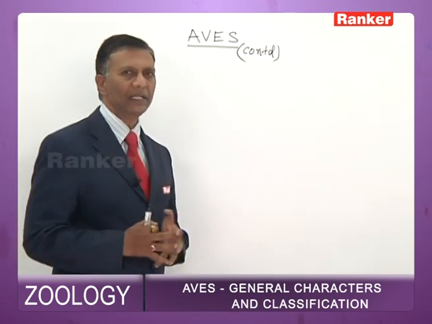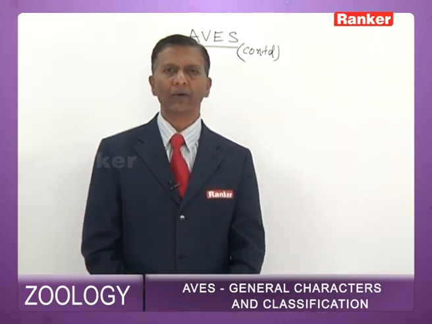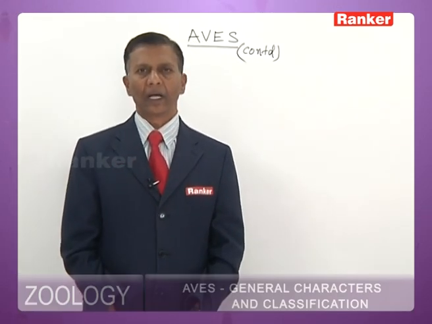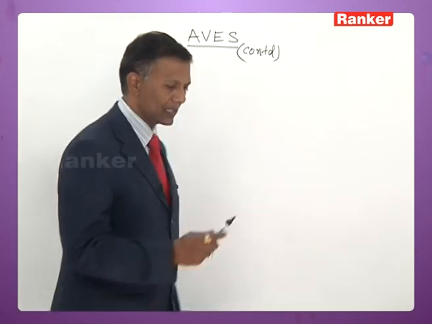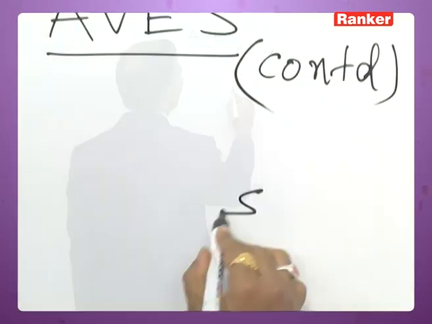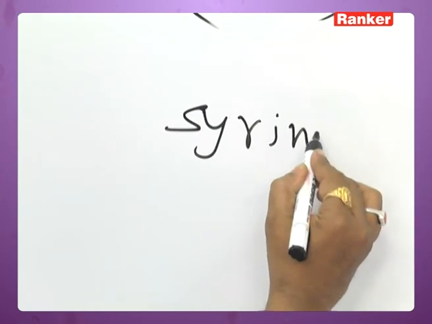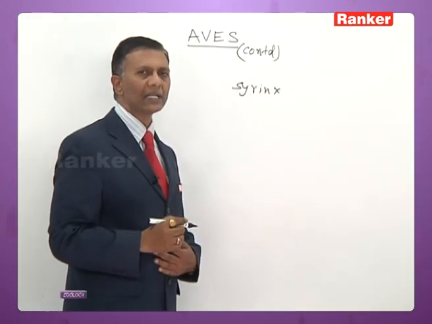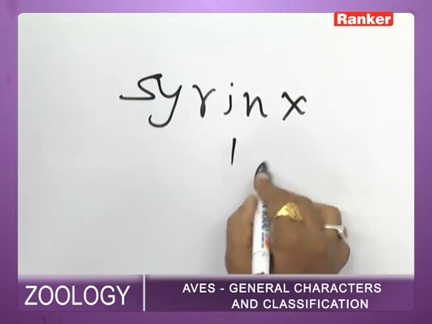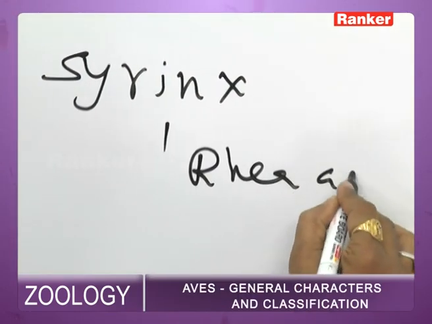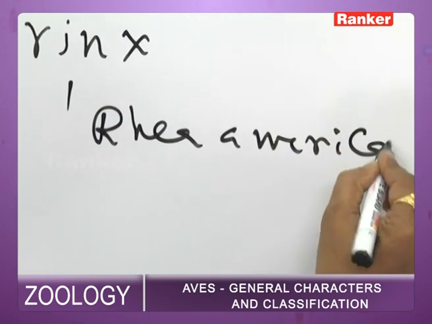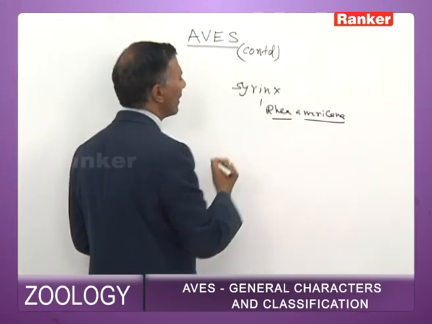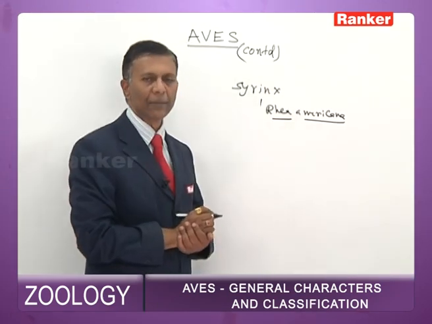The modifications in the respiratory system of birds: in birds, the voice box is called syrinx. Syrinx is the voice box in all flight birds. It is absent in flightless birds except Rhea americana. The only flightless bird with the syrinx is Rhea americana. In all the other flightless birds, syrinx is absent.